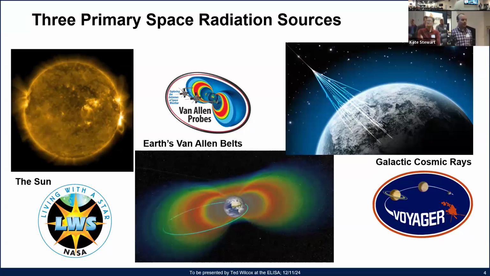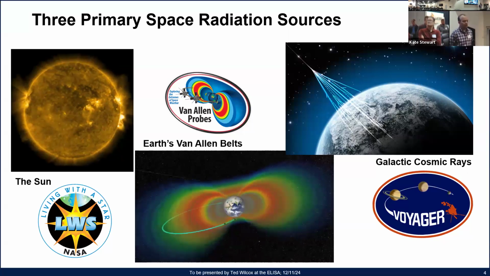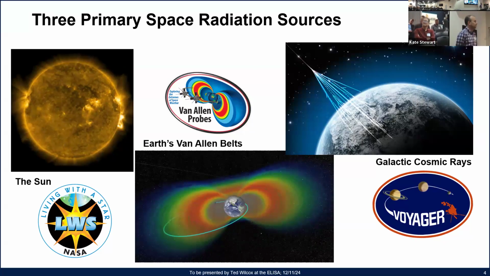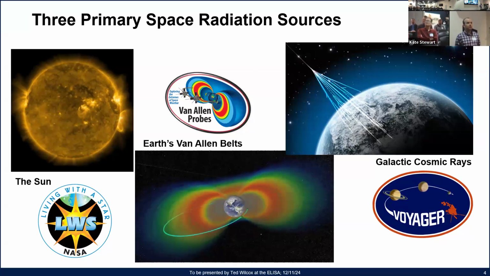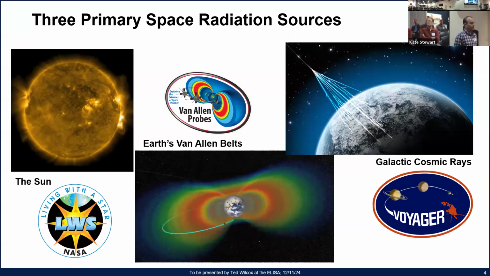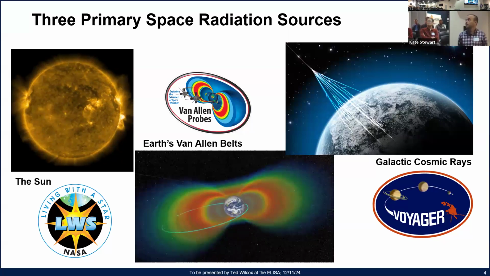So I'm going to go from the universe down to the transistor here in a couple of slides. We have three big drivers of radiation effects on our electronic systems in space. And these are the big drivers of space weather, space climatology. And those are the sun, the Van Allen belts, and galactic cosmic rays.